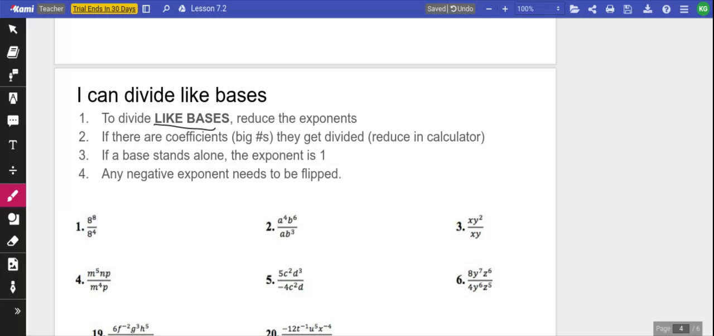If there are coefficients, they get divided. If a base stands alone, give it a 1. And a new thing we're adding here is any negative exponent needs to be flipped. So if you have a negative exponent in the bottom of your fraction, you flip it to the top and it becomes a positive. If you have a negative exponent in the top of your fraction, you flip it to the bottom to become positive. And notice it's only for negative exponents. It's not for negative coefficients.